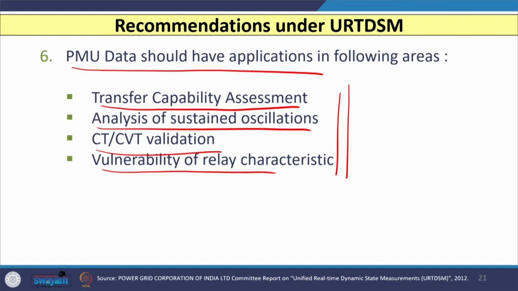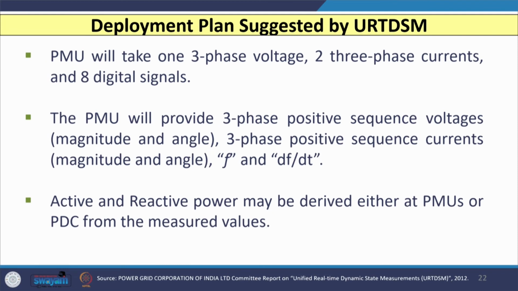So, if any swing is available or inserted in a particular zone of the relay characteristic, then that is also monitored by this. Now, based on this deployment suggested by URTDSM in our country, they have also suggested some plan. PMU will take care of one set of 3-phase bus voltages and feeder currents and 8 digital signals. The PMU will provide 3-phase positive sequence voltages and 3-phase positive sequence currents. So, voltage and current estimates are there, the phasor values of voltage and current.